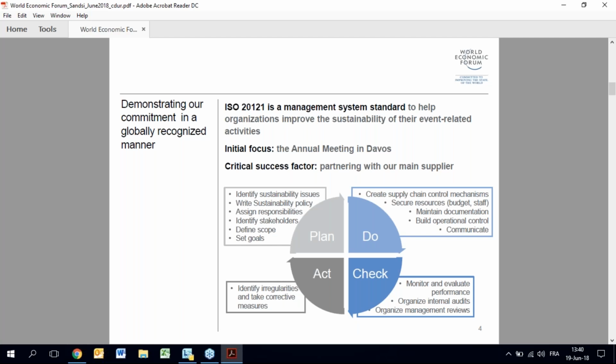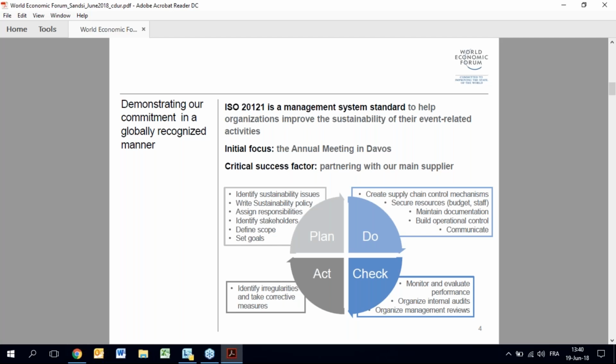So we went through all those steps, but decided to focus first on one of our events. So not integrating the full scope of activities of the organization, but the main event, which happens in Davos. Davos is in Switzerland, for those who don't know. And so Switzerland is obviously a great place to pilot test this.